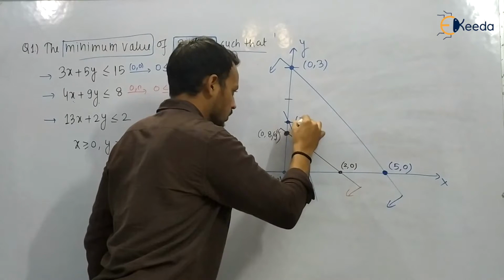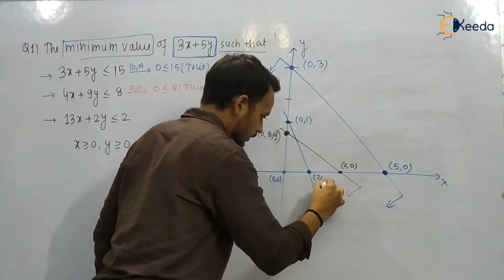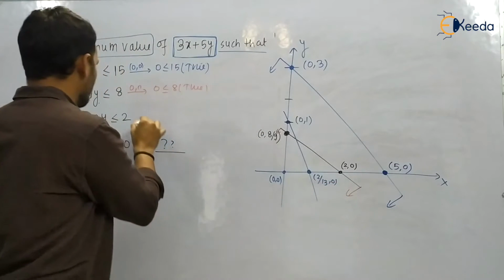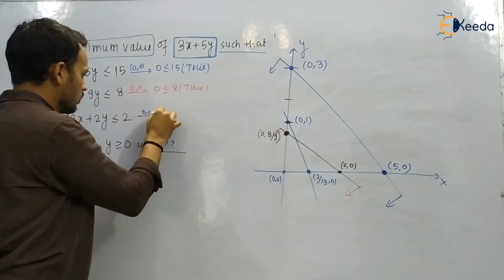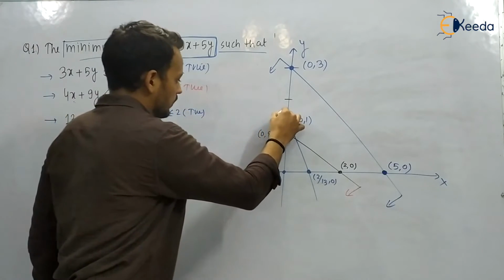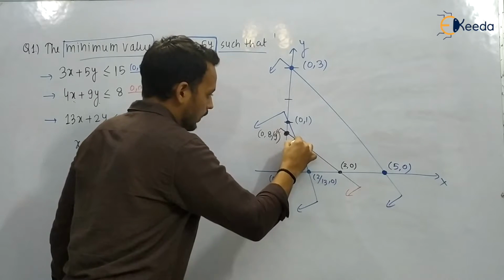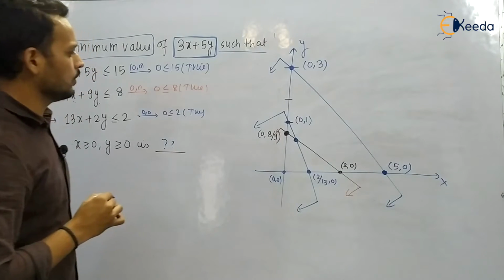This is 0, 1 and this is 2 by 13, 0. Now you are going to put here again 0, 0. So 0 is less than or equal to 2. The condition is true. So true means the graph is set towards the origin. Okay, so you have to find the minimum.